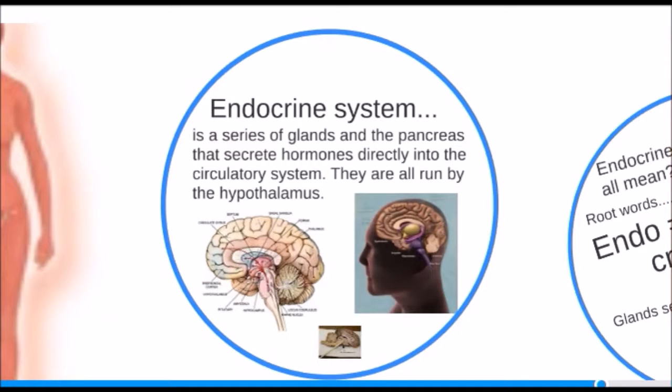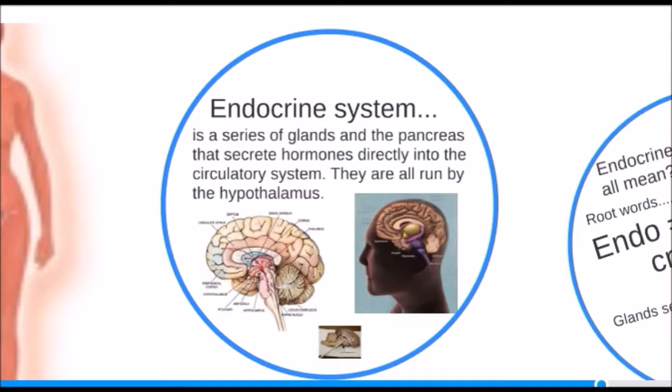Another hormone in your body would be insulin. Especially if you're a diabetic, or if you know a diabetic in your family, you know what insulin is. Insulin is a hormone that tells your body, "Hey, it's time to take up sugar. We've got too much sugar in the blood. Cells take in that sugar."